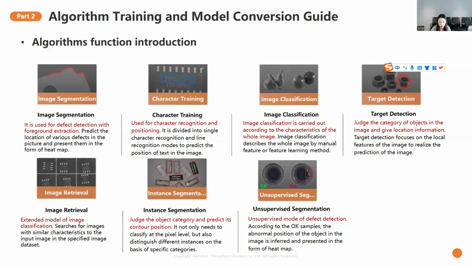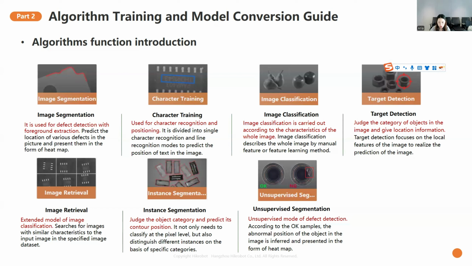The last one, algorithm, it is unsupervised segmentation. The term unsupervised refers to the fact that we cannot forecast the type or location of defects. Instead, the algorithm learns from the OK samples and then predicts the potential defect location based on the OK samples. So the unsupervised segmentation algorithm means we only train on the OK samples, and then the generated algorithm can predict the defect in the image. So they are all the algorithm categories that Hikrobot can offer.